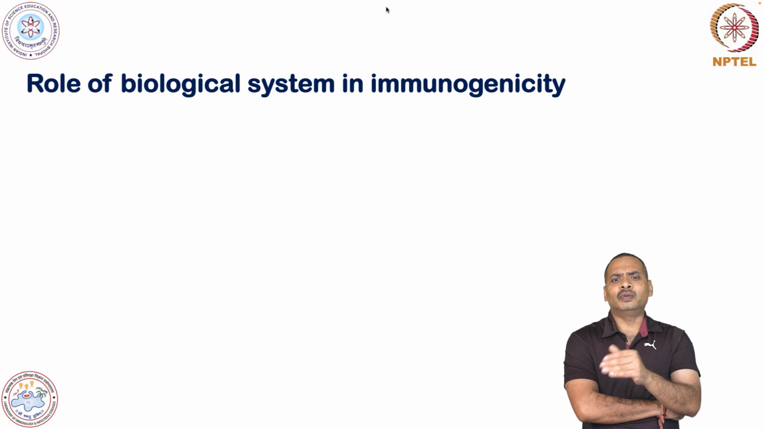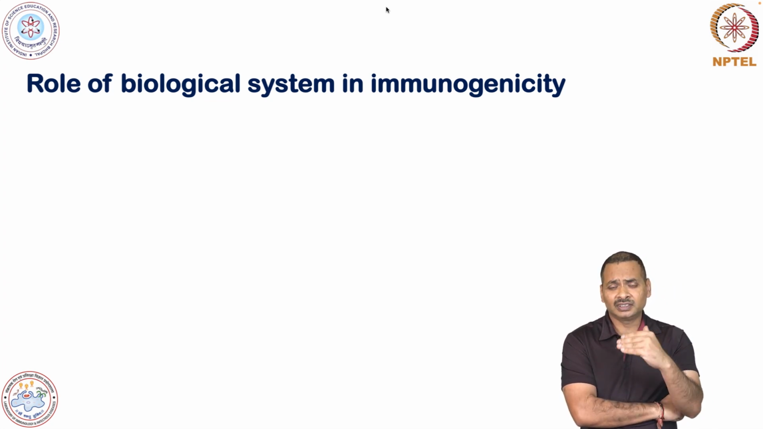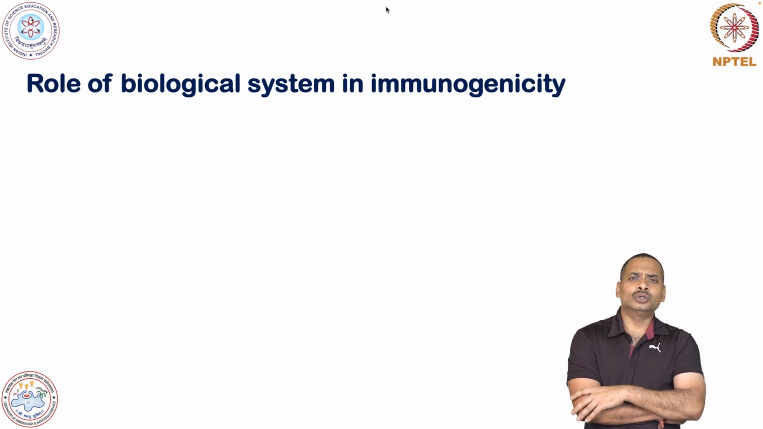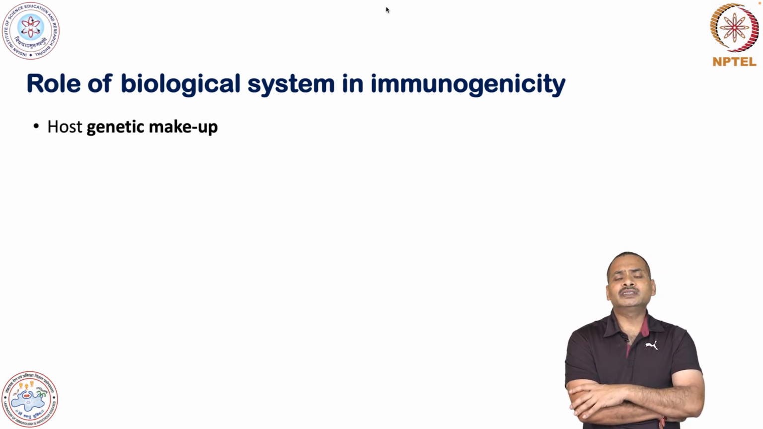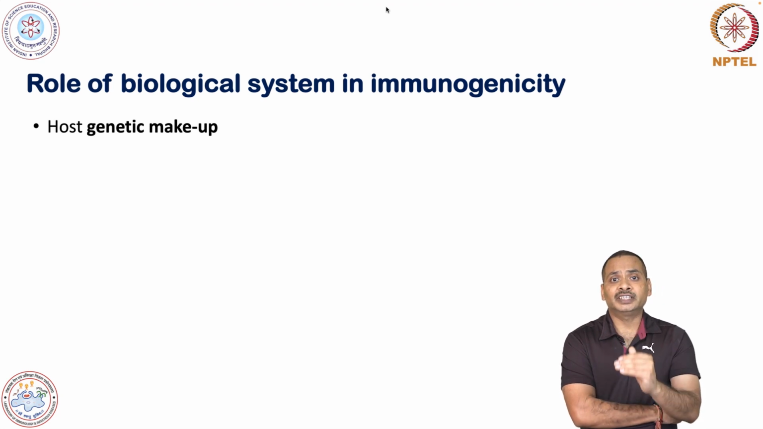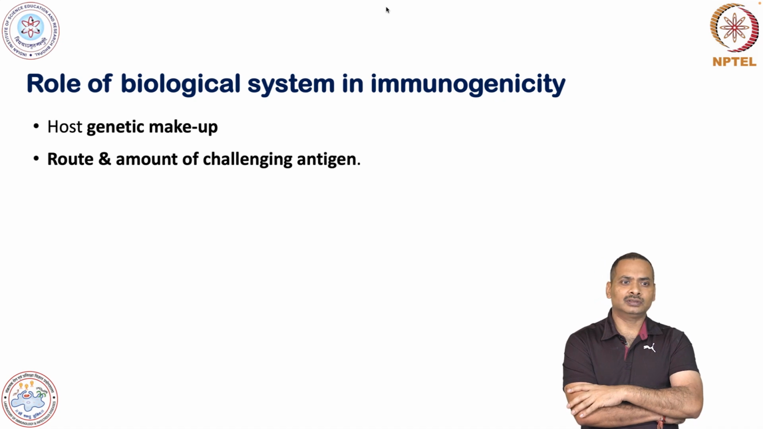Now, the role of the biological system in immunogenicity. There are several roles of the system. One is host genetic makeup, the genetics of the host. I will explain in more detail.